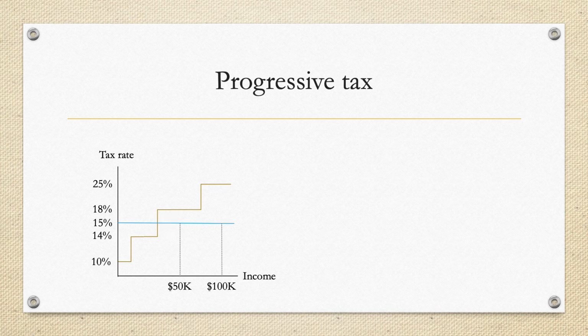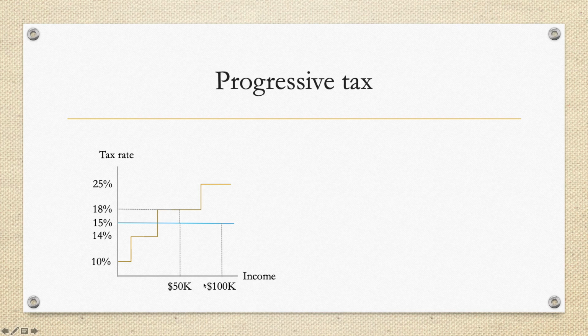rate. For marginal tax rate, what we mean is that for an additional $1 that you make, what is the tax rate that you'll be subject to? So for example here, if we make $50,000, you will be subject to an 18% tax rate. If you make an additional $1, which is $50,001, that $1 will be subject to 18%.